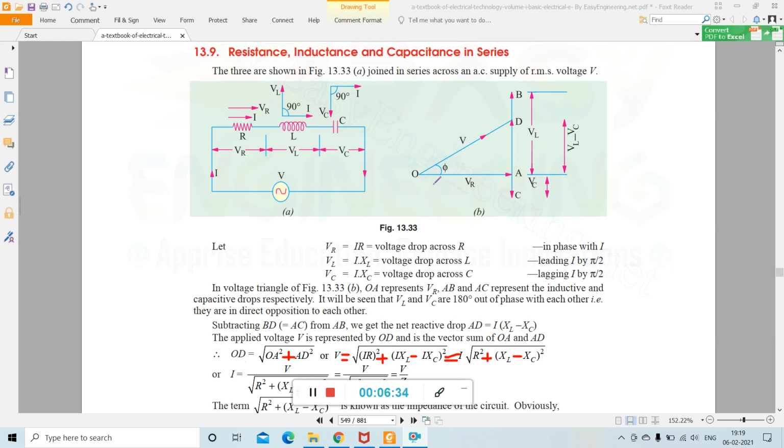Okay, so here the voltage triangle is drawn. Our reference line is VR. This OA represents VR, and here AB represents the inductive drop and AC represents the capacitive drop. AB is the VL and AC is the VC. This is VC.